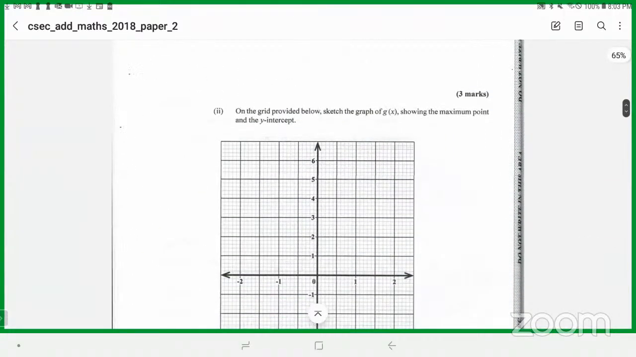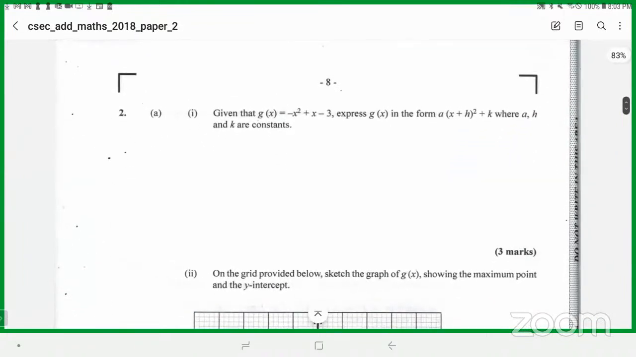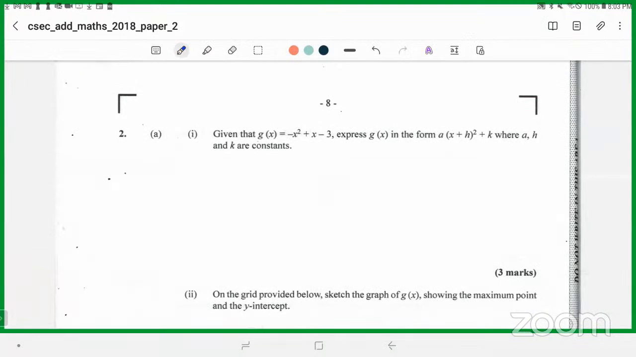And I want to do a sketch. It should give you a graph to do a sketch. All right, let's see. It says, give this function, that's a frown, because the square term is negative, we can see that. Express it in this form. So they want us to complete the square, right? Same thing again, complete the square.